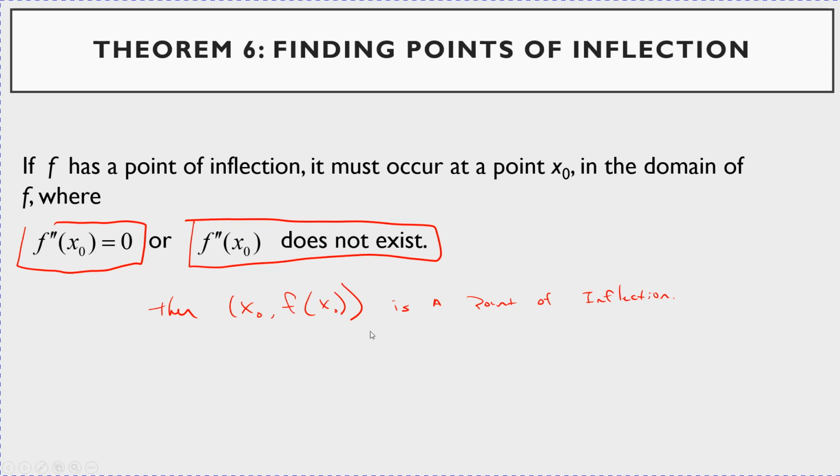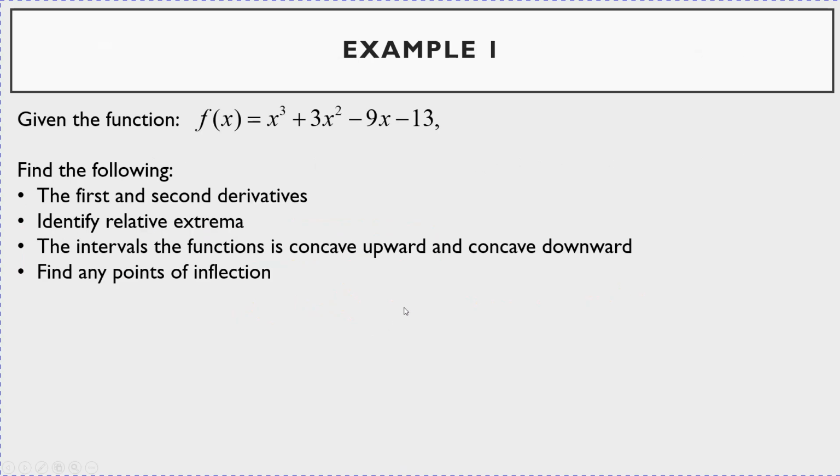So now that we have the second derivative, concave upward, concave downward, and these points of inflection, let's do an example. You're given this function, just some third degree polynomial: f of x is equal to x cubed plus 3x squared minus 9x minus 13. Here's what I want to do. I want to find the first and second derivatives. I want to identify relative extrema. I want to find the intervals where the function is concave upward and concave downward. And then I want to find the points of inflection.